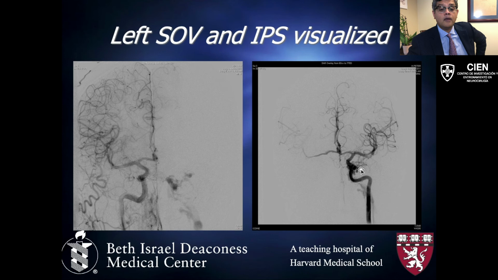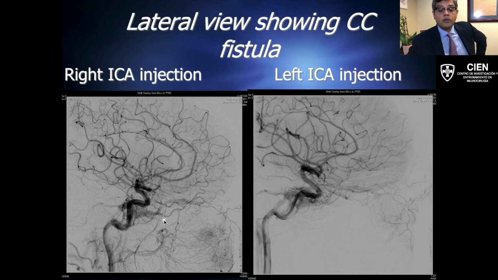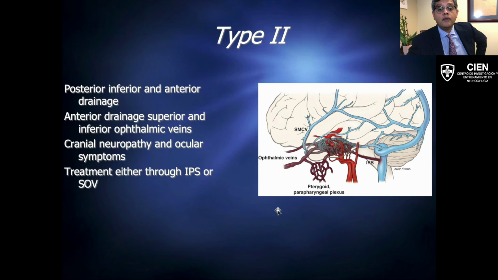And you see the enlarged superior ophthalmic vein here, but the drainage is not predominantly through it. The drainage is predominantly through the posterior cavernous sinus. Type 2 would be where you have a posterior and inferior drainage and anterior drainage simultaneously. So you have drainage into the inferior petrosal sinus and you have drainage into the ophthalmic veins.